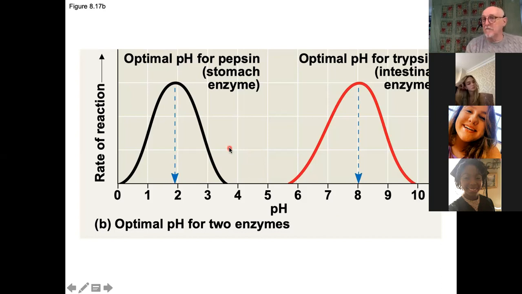I gave the example in us. Here's the optimum pH for one of our stomach enzymes, around about 2, very, very low, because of hydrochloric acid in our stomach. In our intestines, it's just above neutral at 8. And that's the optimal pH for another enzyme called trypsin. So different enzymes in the same organism have radically different optimal pHs.